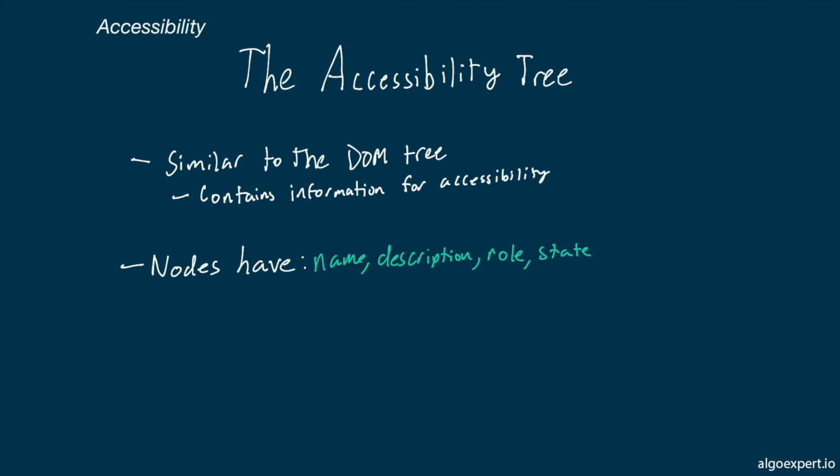Each node in these trees has four main components to it. First, a name, which is oftentimes synonymous with the text content of that node, but not always. The description can provide some more information on top of that name. It's a little bit more detailed for times when we need a little bit more context about the element. Next, the role explains what exactly the node is doing. For example, a checkbox would have the checkbox role. And then we have state, and the state provides any current state about that node. So in the case of a checkbox, it could have a checked state or an unchecked state. And lots of different roles have different options for their state.